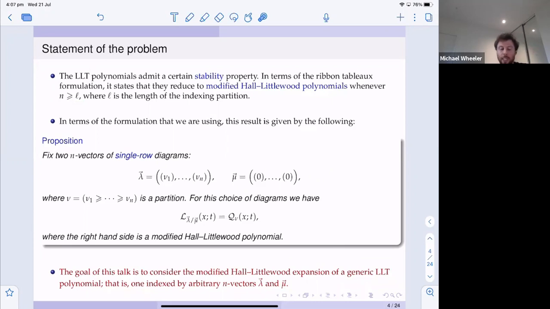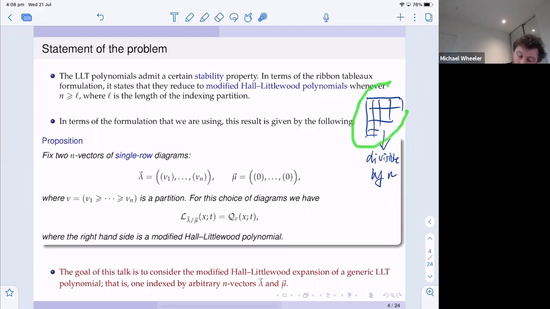So if you use a ribbon tableau version, the polynomials will be indexed by a single partition. So there'll be some big partition where the number of boxes in here should be divisible by n, because I want to put n ribbons on this thing, so it has to be divisible by n. And if you look at that big partition, and if the rank surpasses the length of this thing, then in that case you reduce to modified Hall Littlewood polynomials. All right, so that's the statement that was originally given in LLT.